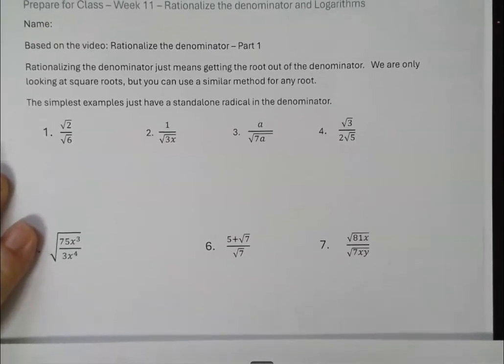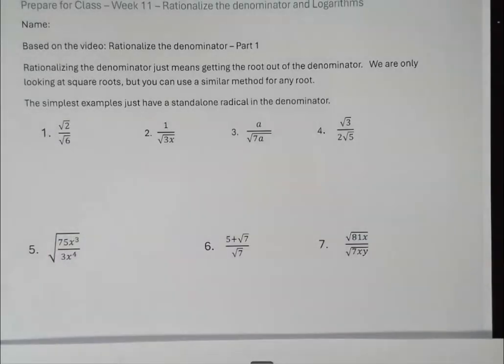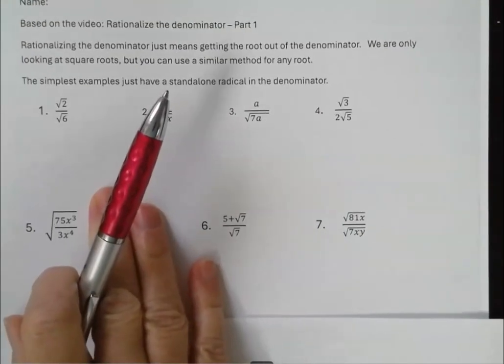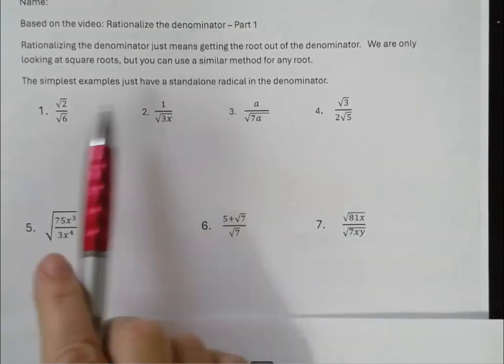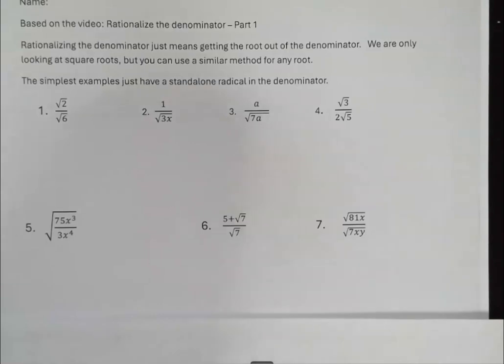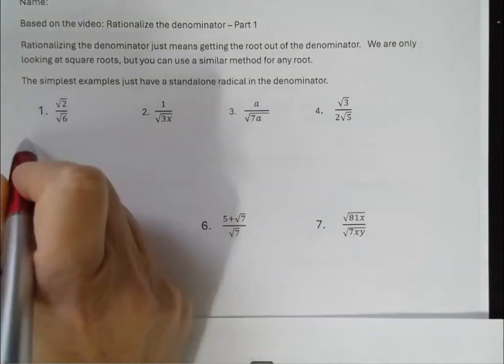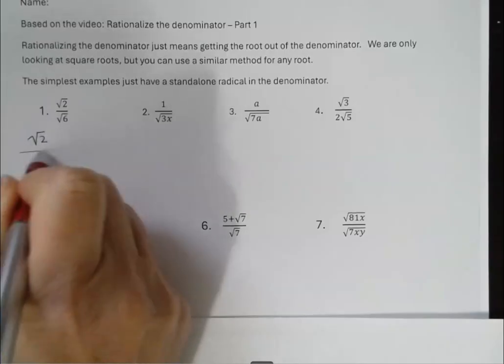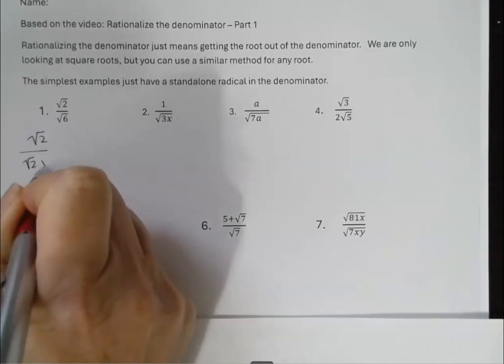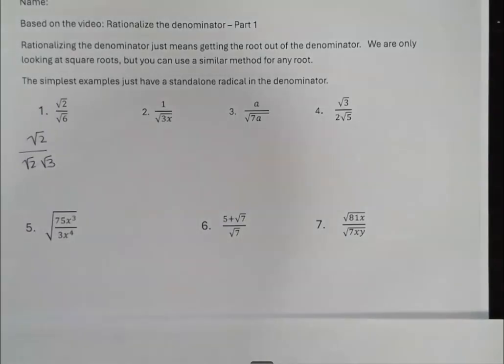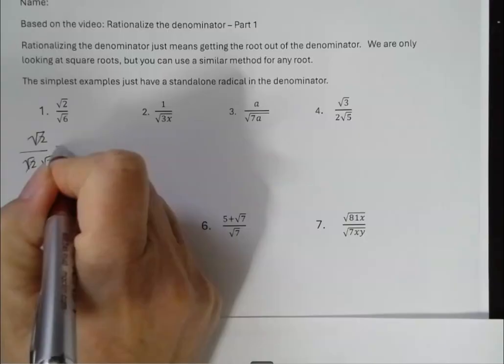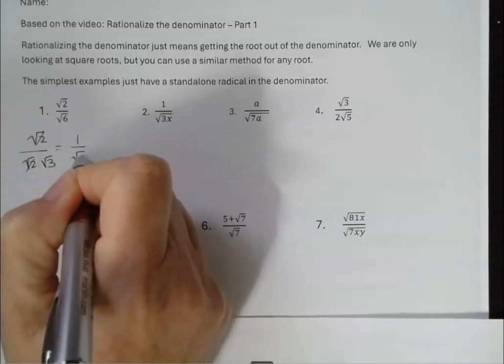So when I look at number 1, I have a couple of ways I could solve this, but the whole idea when we say rationalize the denominator is that we don't want a radical in the denominator. So I'm going to start off by simplifying this, because I can say the square root of 6 is the same as the square root of 2 times the square root of 3, because 6 is 2 times 3. So I could do that, and that would leave me 1 over the square root of 3.